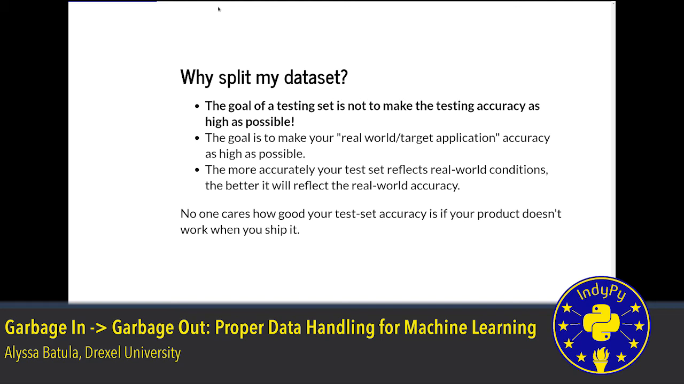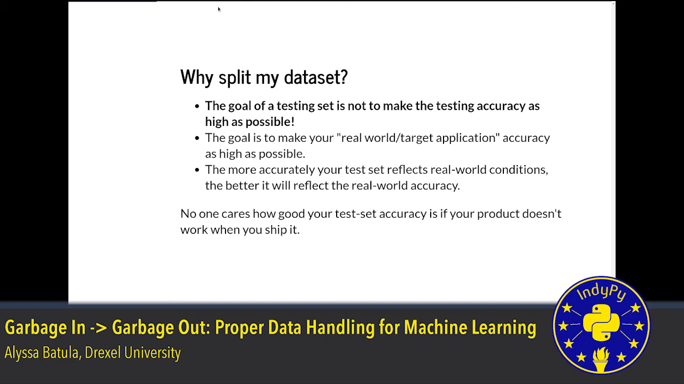Another way of saying this is no one cares how good your test set accuracy is if when you ship your product it doesn't work. You can say, oh, but in testing it got 99% accuracy, but if it doesn't work, that doesn't change anything. All that really means is that your test set was not good. It was not a good representation of the real world, and if it had been, you might not have made that embarrassing mistake of shipping it.